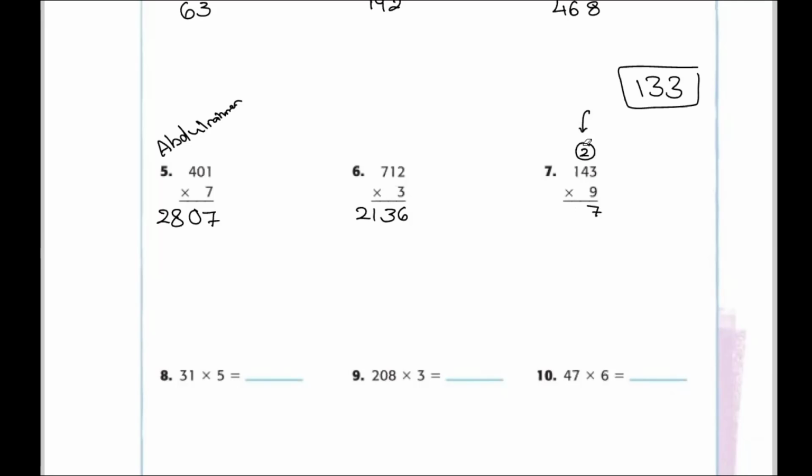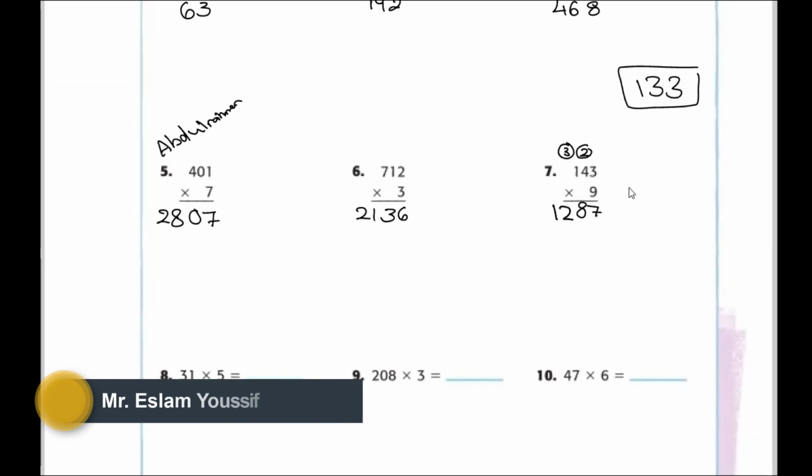There's 2. 36 plus 2 equals 38. We put 8 and carry up 3. And 9 and 1 equal 9. 9 plus 3 equal 12. So the answer now will be 1,287.